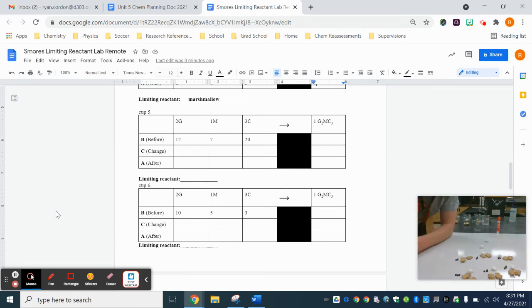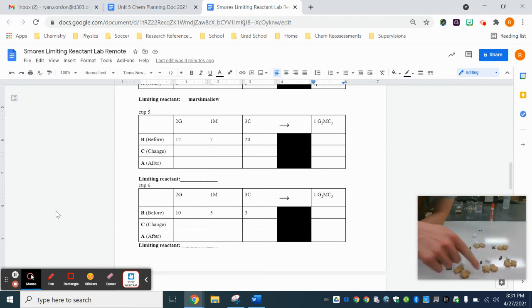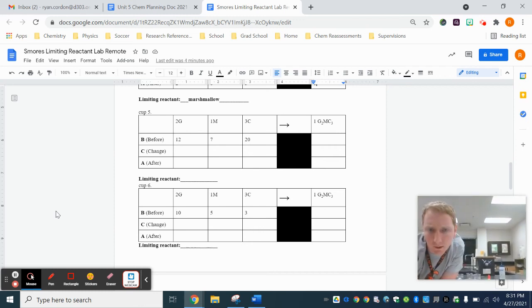All right. So we made a total of 1, 2, 3, 4, 5, 6 s'mores. We had 1 marshmallow left over. We had 2 chocolate chips left over. And we had 0 graham crackers left over. So graham crackers was our limiting reactant. Let's go ahead and check out cup number 6.